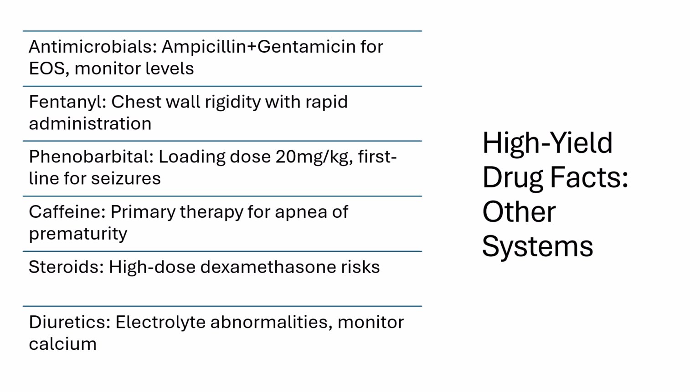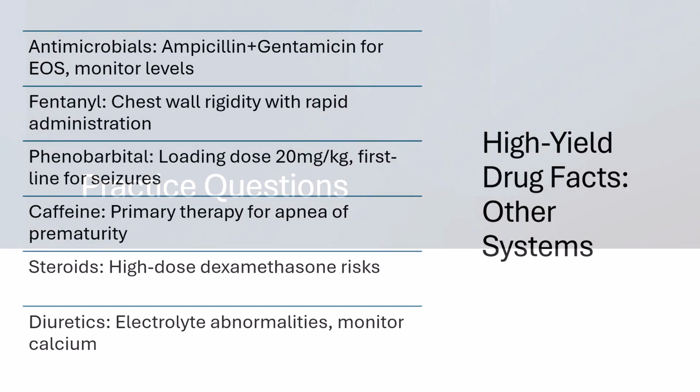For seizures, Phenobarbital remains first line, with a loading dose of 20 milligrams per kilogram. Caffeine is the primary therapy for apnea of prematurity, with both respiratory and potential neuroprotective benefits. With steroids, high-dose dexamethasone carries significant neurodevelopmental risks. For diuretics, always watch for electrolyte abnormalities. And remember that thiazides are calcium-sparing, while loop diuretics increase calcium excretion. These high-yield facts appear repeatedly on the exam and are worth committing to memory.